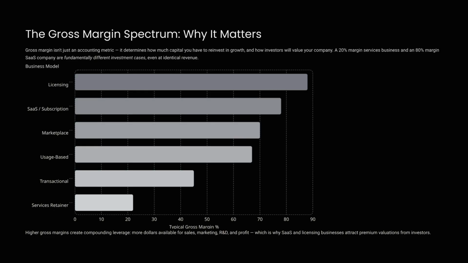Gross margin is a critical metric because it dictates how much capital you can reinvest in growth and influences investor valuation. Businesses with higher margins, like SaaS and licensing, attract premium valuations due to compounding leverage.